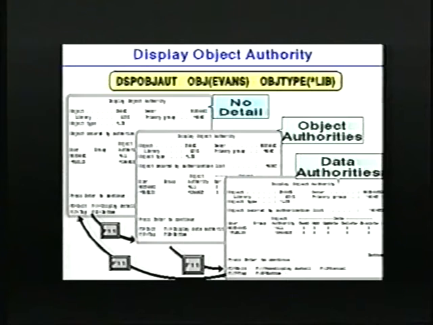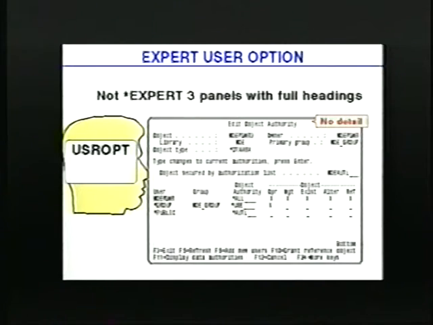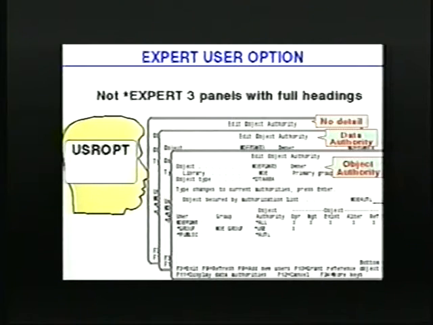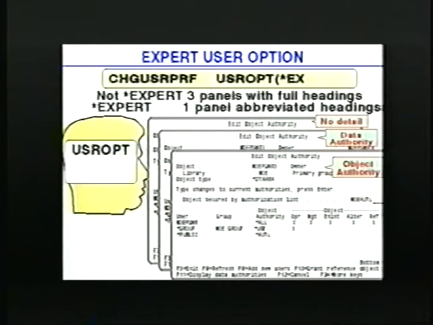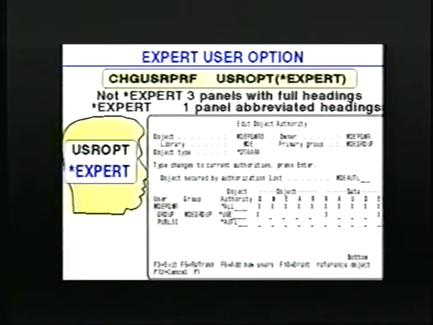Now IBM customers complained, they said, isn't there something IBM you can do, rather than you forcing us to look through 3 screens, we would prefer not to see the no detail, no authority, and is there some way that you could put all of this on one panel? Well, you can. If you change your user profile to run as user op expert, then with user op expert, you will get all of the authorities for the object compressed onto one screen. And how did IBM accomplish this? Well, they did it by abbreviating the column headings down to one character. And so if you're an expert, you know what the data authorities are.